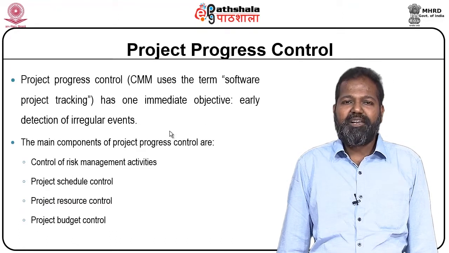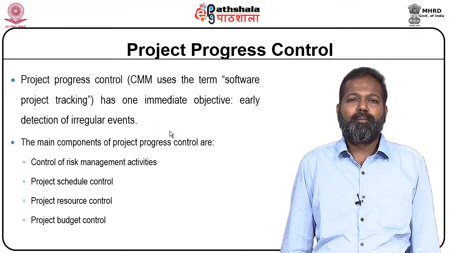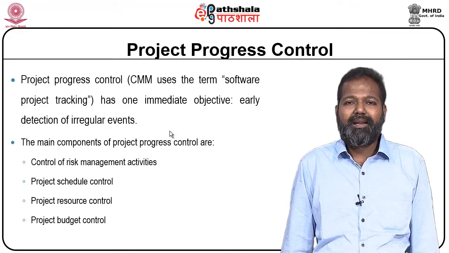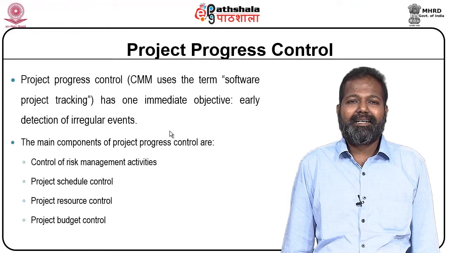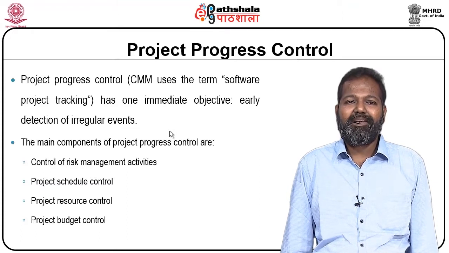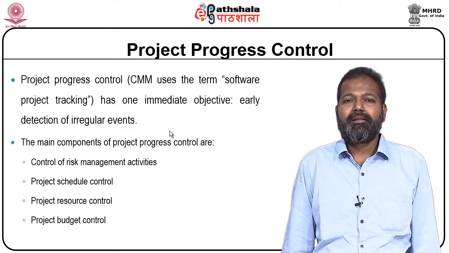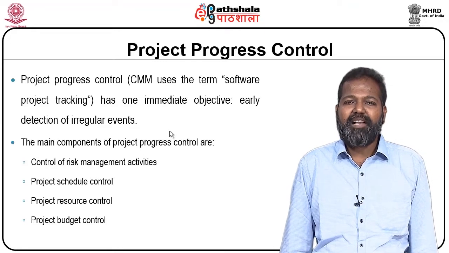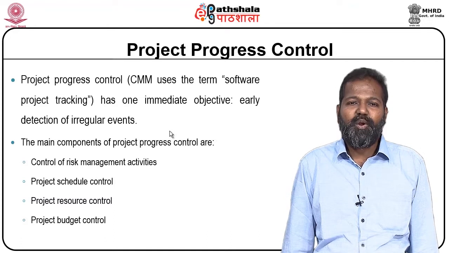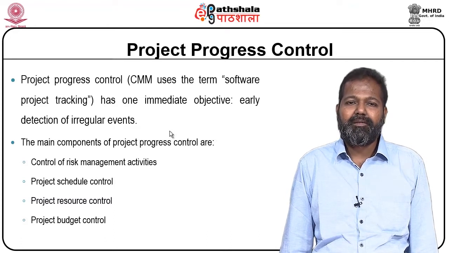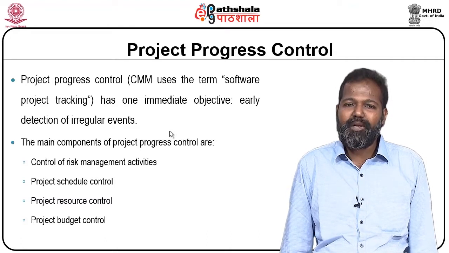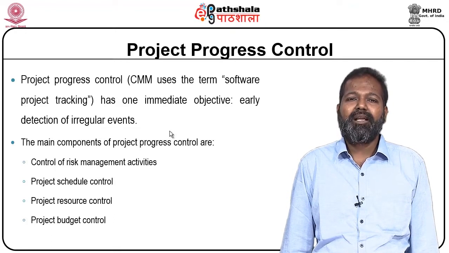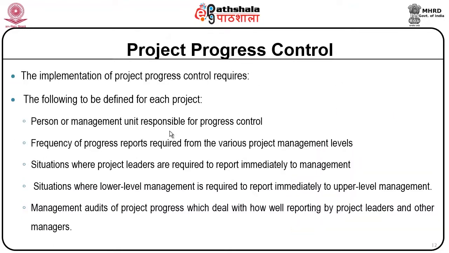Project progress control. Project progress control has one immediate objective: early detection of irregular events. The main components of project progress control are control of risk management activities, project schedule control, project resource control, and project budget control. Now, let us discuss project progress control.